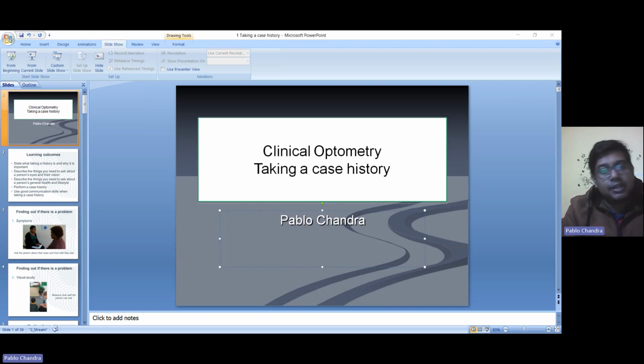Maybe the patient had cataract surgery before. Now the patient's vision was okay, but now there is some problem. Maybe there is a PCO, so you need to find out about posterior capsular opacity.